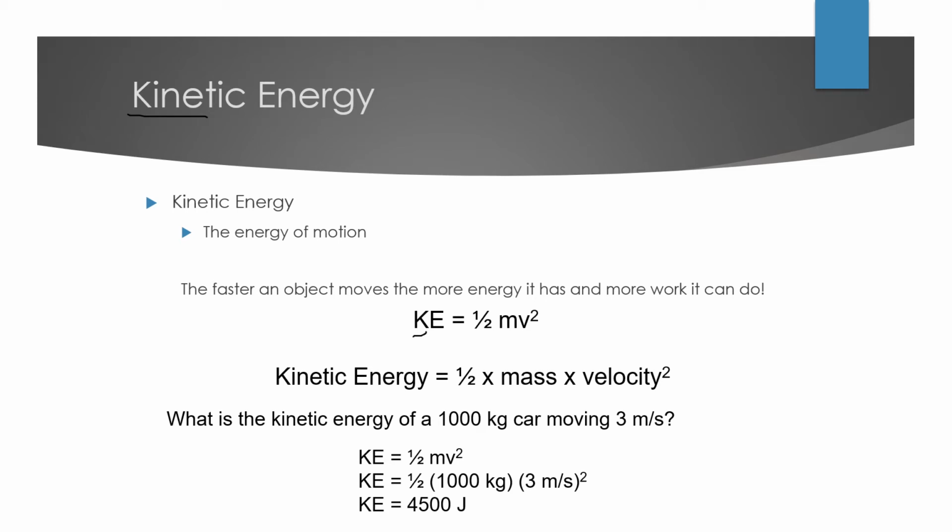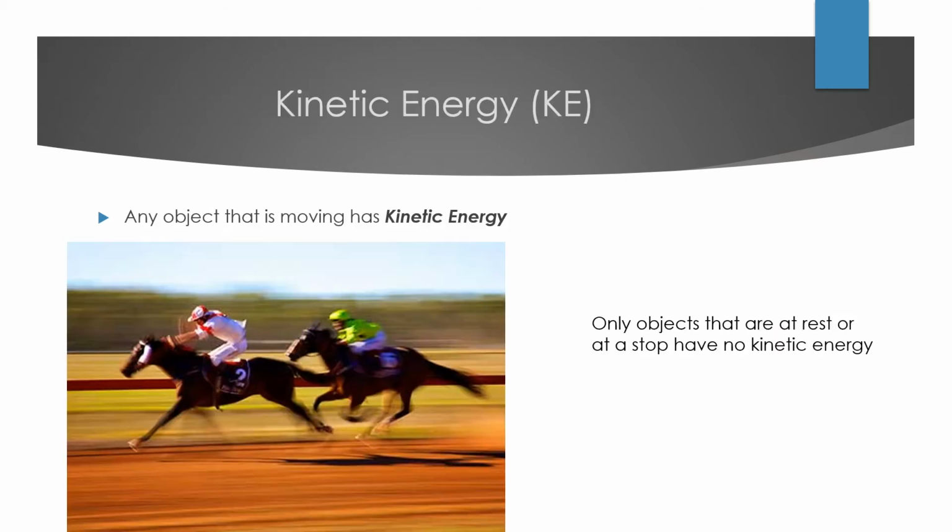But here you go, 1/2 mv squared. We did this last year. So again, any object that is moving has kinetic energy. So only objects that are at rest or at a stop have no kinetic energy, all right? So motion, kinetic energy. The ability to fall, potential energy. There you go.